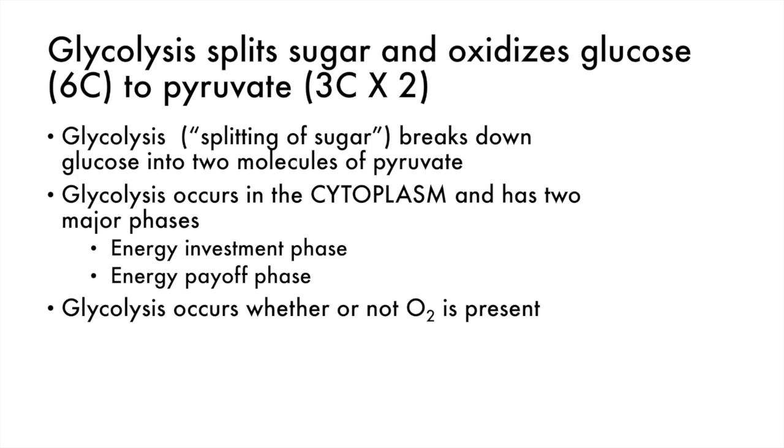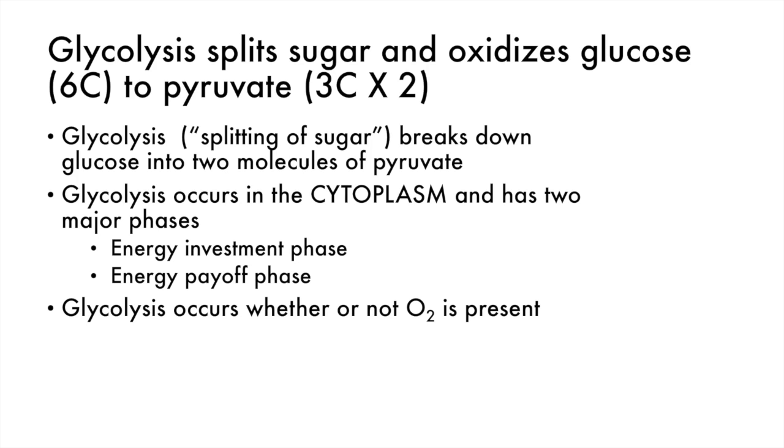That's not really the end in itself. The end in itself is to produce some ATP. But the way that that's done is by splitting glucose into 2 molecules of a 3-carbon molecule called pyruvate. Because glucose has 6 carbons, pyruvate coming from glucose is 2 3-carbon molecules. 3 carbons times 2. All right, so glycolysis occurs in the cytoplasm, has 2 major phases.